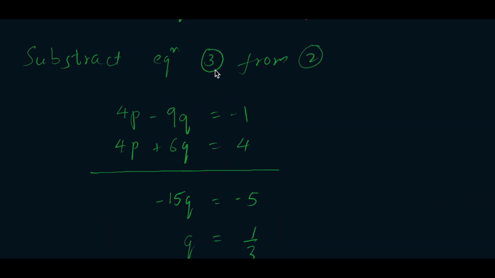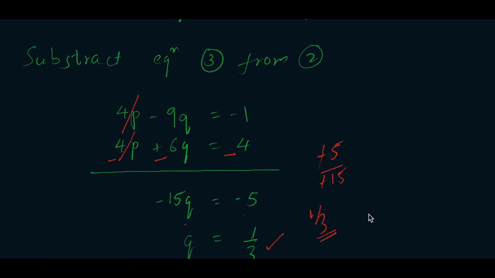Now we subtract equation 3 from equation 2. So our equation 2 was 4p minus 9q equals minus 1. We subtract equation 3, that is 4p plus 6q equals 4. So when you subtract it, here the plus sign becomes minus sign. This 4p and 4p cancel out. This minus 9q minus 6q gives us minus 15q. This minus 1 minus 4 gives us minus 5. So the value of q is minus 5 by minus 15. This minus minus cancels out and the value of q becomes 1 by 3.